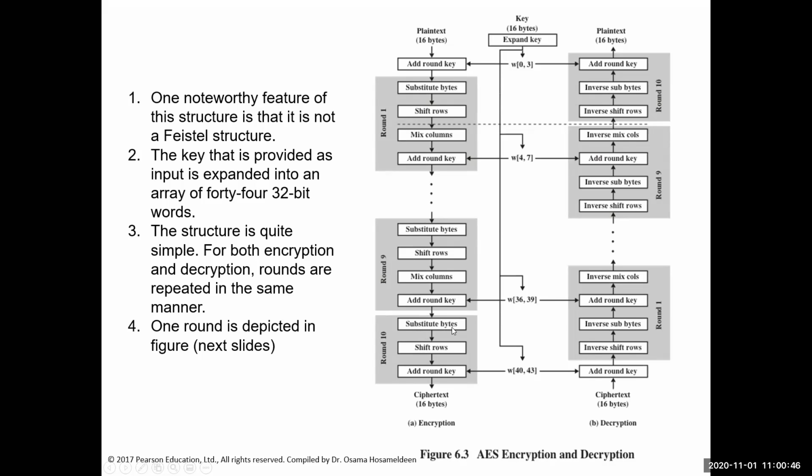Substitute bytes, shift rows, there is no mix columns, then the add round key. And it is the opposite way around in the decryption. So all the rounds are 4 operations, but the last one is 3 operations only. There is no mix columns.